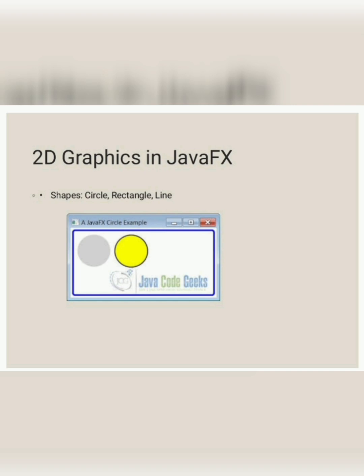Each shape is a node and can be styled, transformed, animated, or grouped just like UI controls. You can change properties like fill color, stroke, opacity, rotation, and scale. Shapes are often placed inside a Pane or Group for layering and positioning. 2D graphics in JavaFX opens the door to a wide range of creative possibilities, enabling you to build more engaging and interactive visual content within your desktop applications.